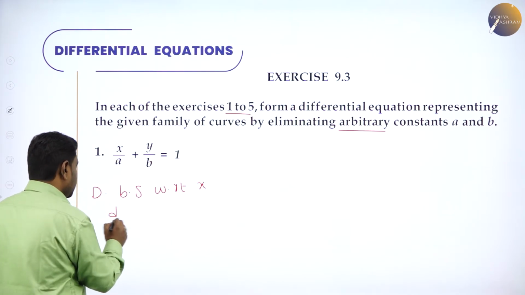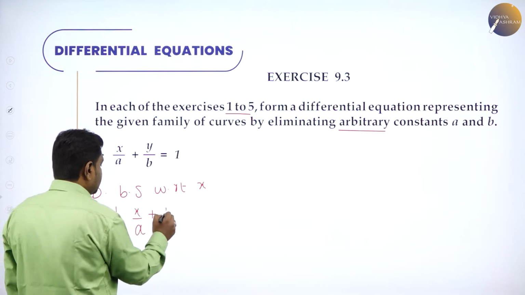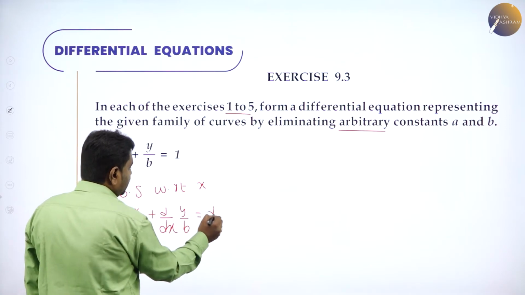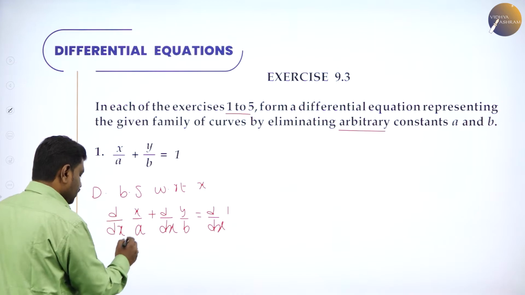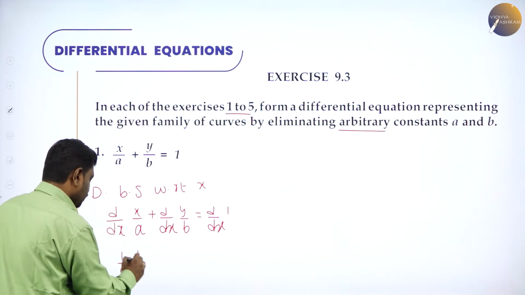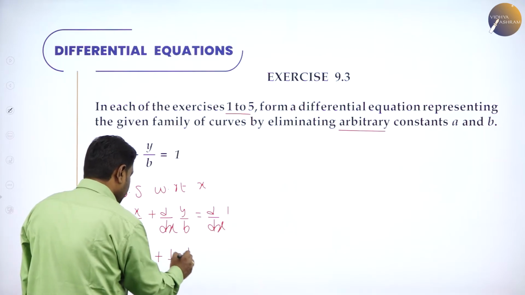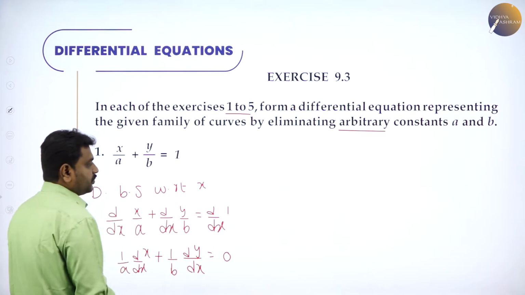LHS becomes d by dx of x by a plus d by dx of y by b is equal to d by dx of 1. You know a is constant, 1 by a is constant, take it out, derivative of x, plus 1 by b is constant, take it out, derivative of y, d by dx of y. Derivative of 1 is what? 0.